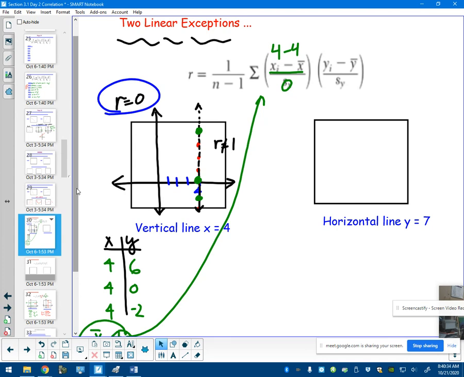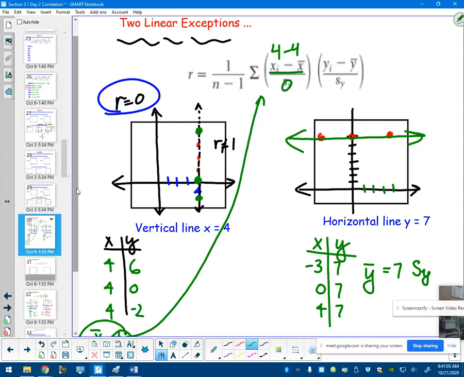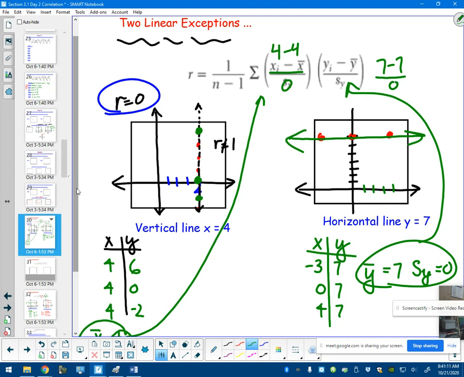This helps 0. And likewise with a horizontal line, if I put a horizontal line in at 7, so if I put a dot here and here and here, and run my line through there, that's, let's say, -3, 7, 0, 7, and 4, 7. All my y bars are going to equal 7. My s of y is equal to 0. And if I take that up into here, I'm going to have 7 minus 7 over 0 for each of my points, and that's a conundrum also.